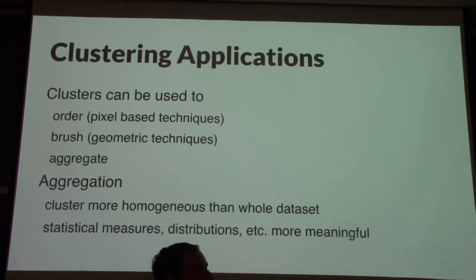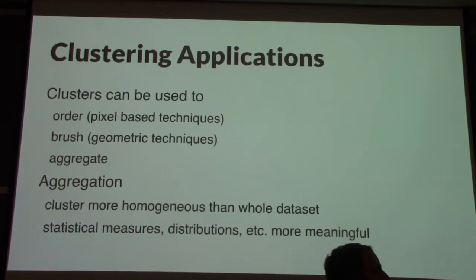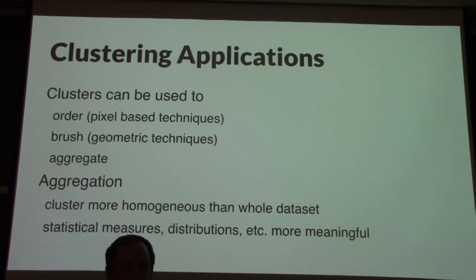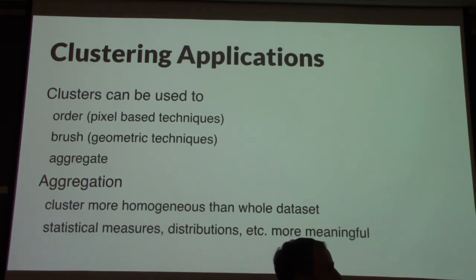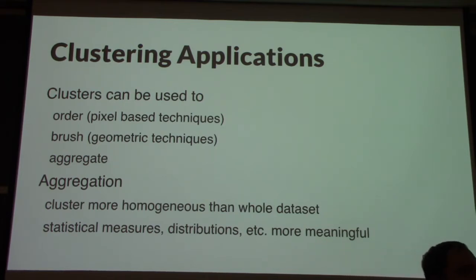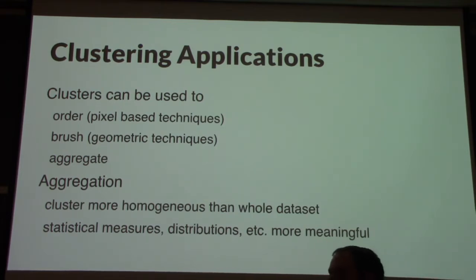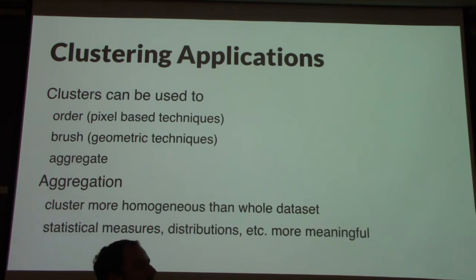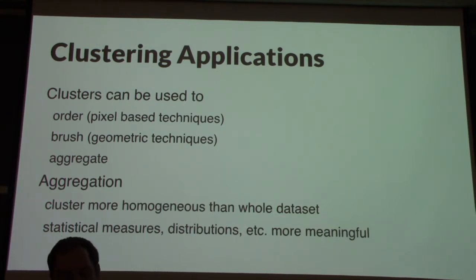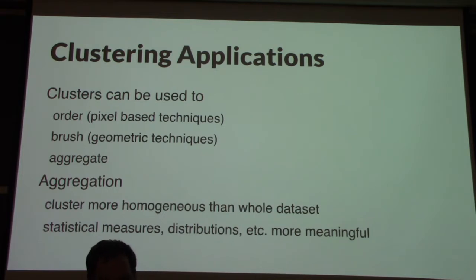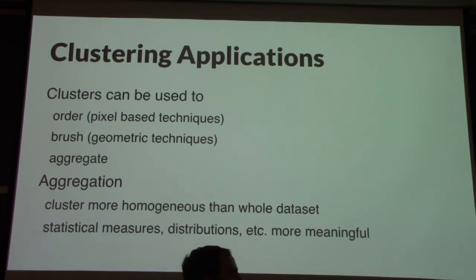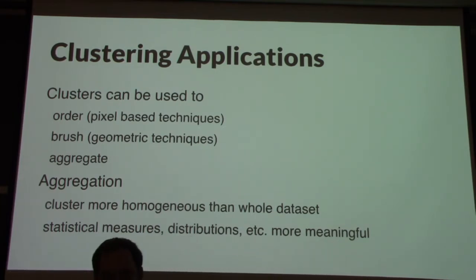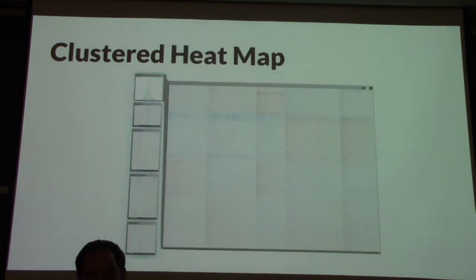And then we can use clustering to aggregate, essentially to simplify. And aggregation is essentially one of the key aspects of clustering. If we aggregate, we work under the assumption, which is of course what clusters are supposed to do, that these clusters themselves are more homogeneous than a whole data set. So if I find a cluster, I can probably create a pretty meaningful abstraction of it that doesn't need to show every single data item. Statistical measures such as the distribution are less noisy and more meaningful if I apply them to clusters instead of to a whole data set.